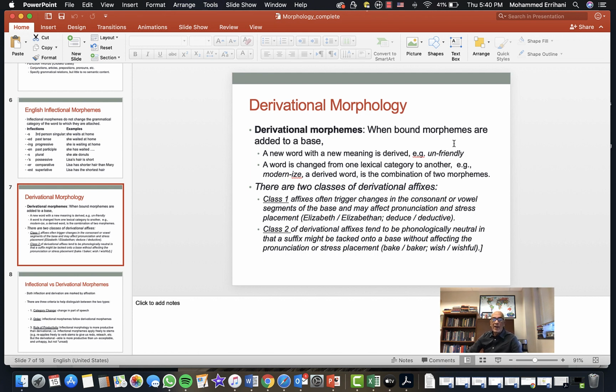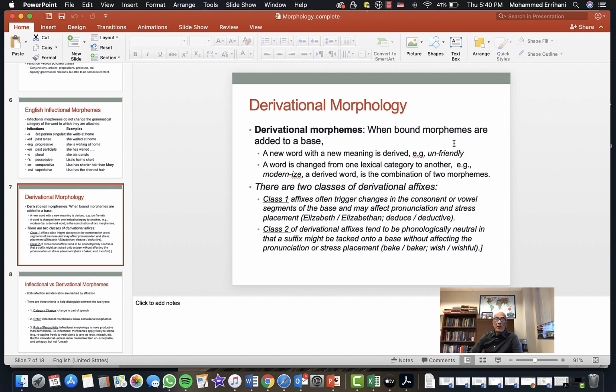Okay. Another example is when you have the word modern and you add eyes to it, so it becomes modernized. So in this case, modernize goes from adjective to verb. So modern is an adjective, but when you add eyes, what we derive is a verb, okay, by combining the two morphemes.